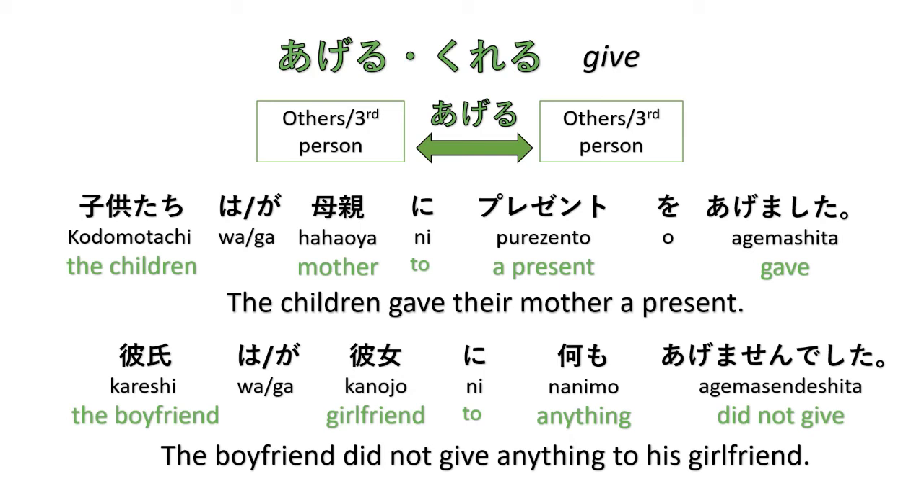Third persons are those that we are talking about in a sentence. It means not me, not you, but other persons. So kareshi and kanojo, these persons are the ones we are talking about. That's why they are called third persons.